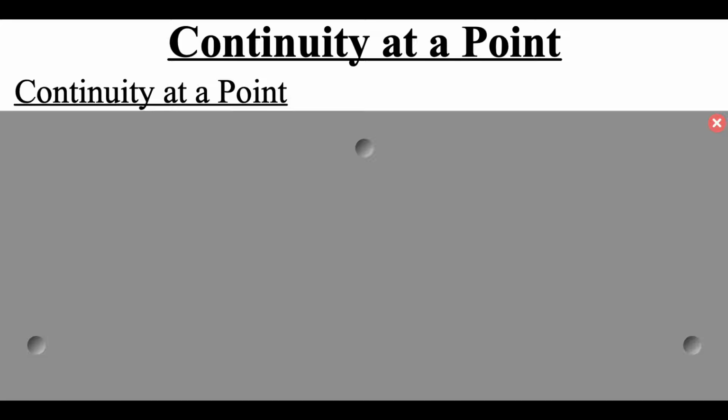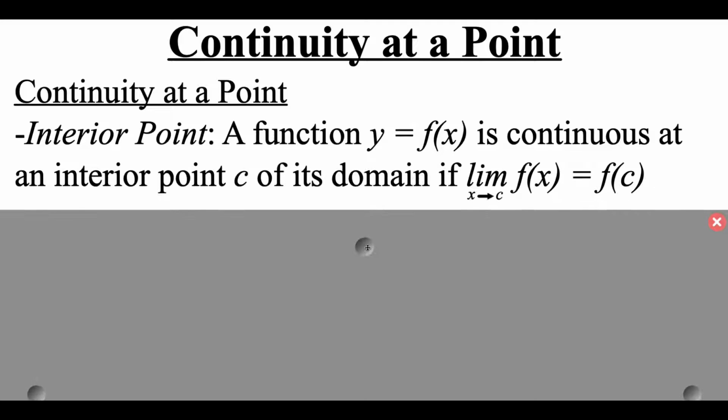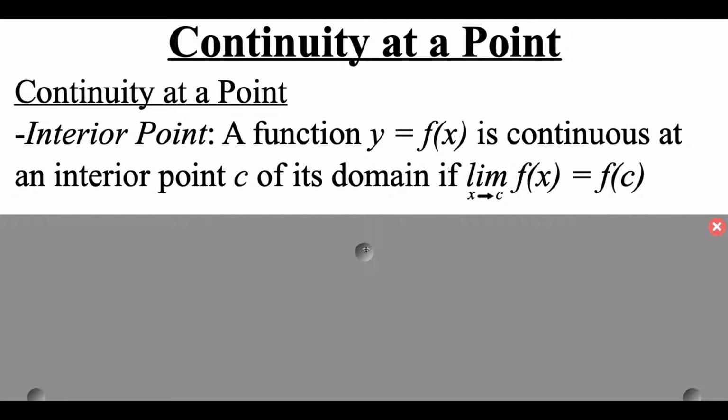Now, talking about continuity at a specific point. If we're talking about an interior point, or a point on the inside of your graph, a function y equals f of x is continuous at an interior point c of its domain if the limit of your function as x approaches c is equal to just f of c. So whatever that function value would be if you plugged c into it.